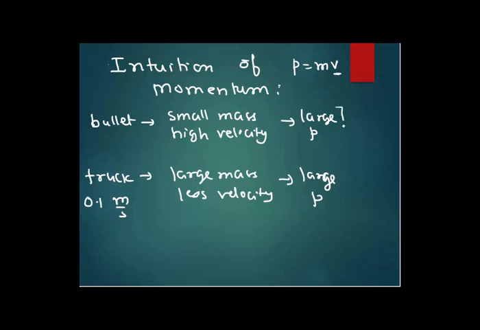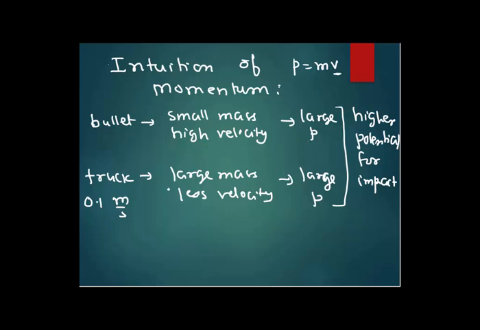Now, what does this signify? What does this mean? Large momentum means a higher potential for impact. These objects can create a very high impact. A bullet can pierce through an object. A bullet can pierce through a human body. That is because it has got very large momentum.